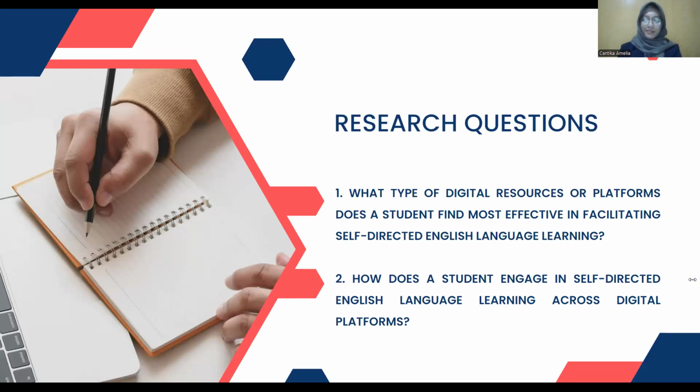All right, in my research, I provide two research questions. The first one is, what type of digital resources or platform does a student find most effective in facilitating self-directed English language learning? And the second question is, how does a student engage in self-directed English language learning across digital platforms?